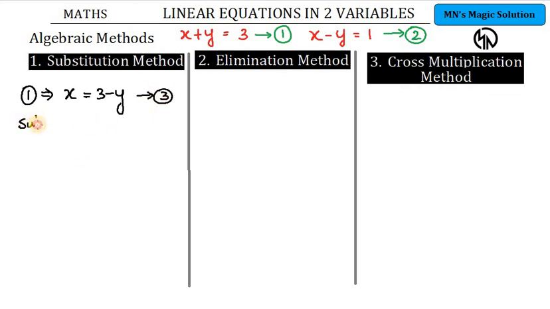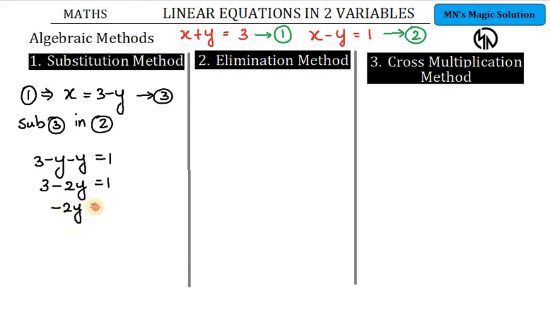Now I am going to substitute 3 in the other equation, the second equation. Which is the second equation? x minus y is equal to 1. So x is 3 minus y, and another minus y is equal to 1. So it is 3 minus 2y is equal to 1, or minus 2y is equal to 1 minus 3, which is minus 2. Minus 2 cancels and y is equal to 1.